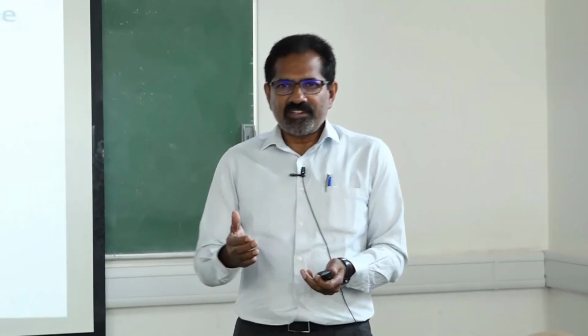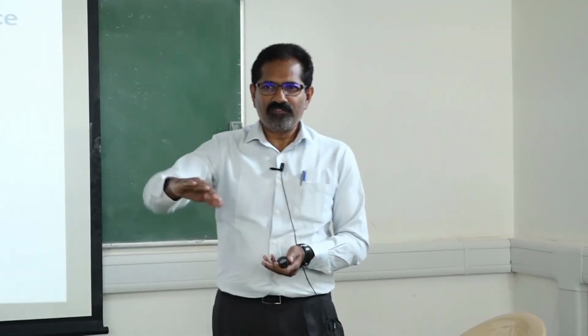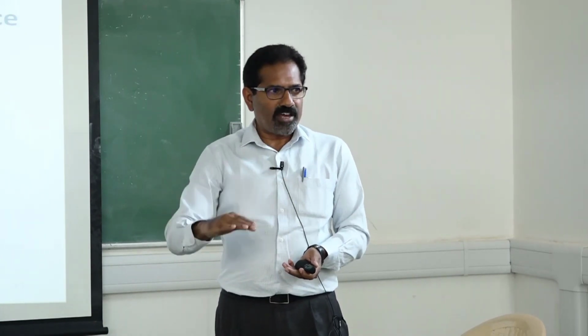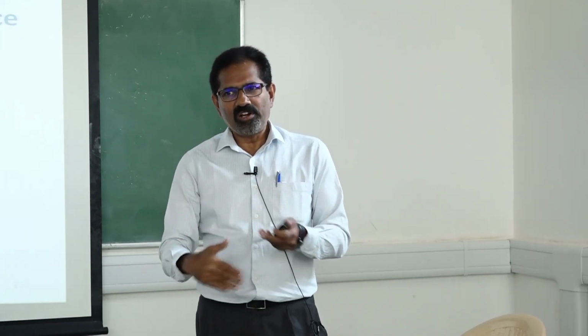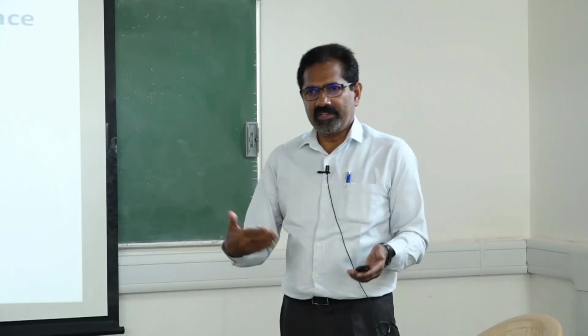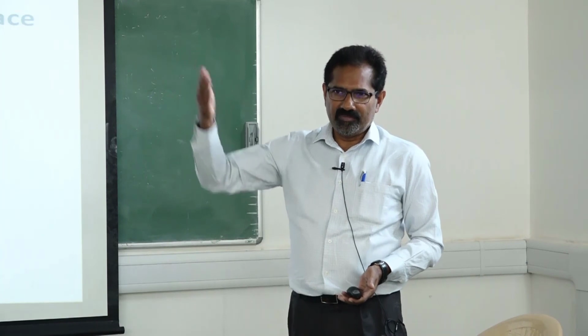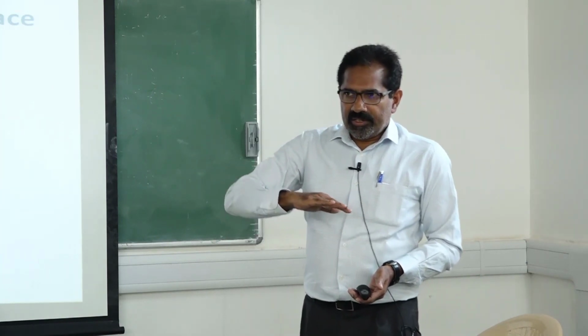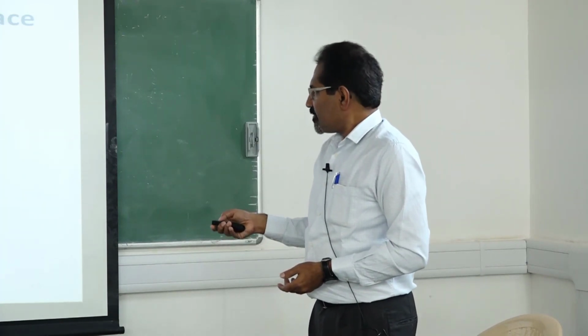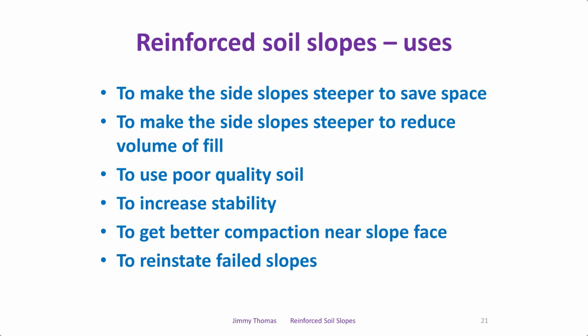Then, use poor quality soil. As I mentioned, 2 horizontal, 1 vertical is okay for a reasonably good fill. But if I don't have that kind of fill, I may have to go even flatter. So if I have a poor quality soil, with reinforcement I can make it steeper. Then to increase stability, suppose you want to make it safer, especially for earthquake, or if it is a large height slope, or it is supporting some structure, again we can go for reinforcement. Then another is to get better compaction near the slope face.